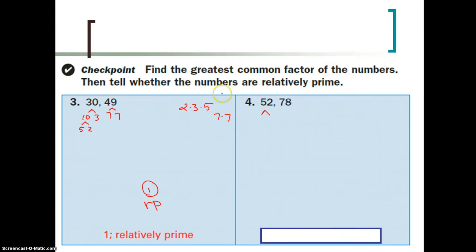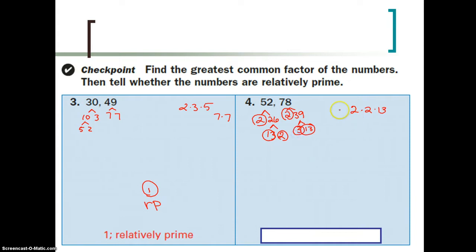52 can be divided by, well, you know it's even, so you can divide by 2. 2 is prime. 26 can divide by 13 and 2, and that's what you have: 2 times 2 times 13. 78, again, it's an even number, so you can divide by 2. You have 39. 2 is prime. Again, you can circle the primes. 39 can divide by something. It actually divides by 3 and 13.